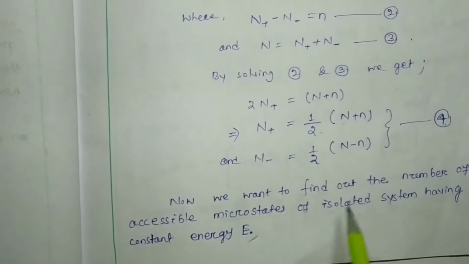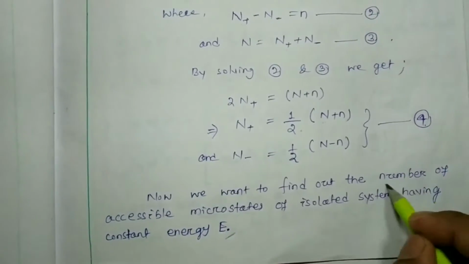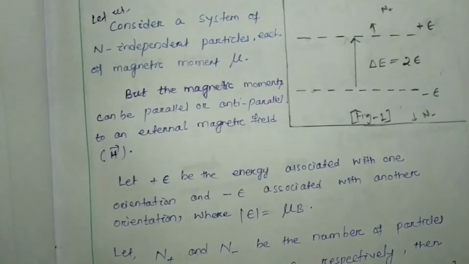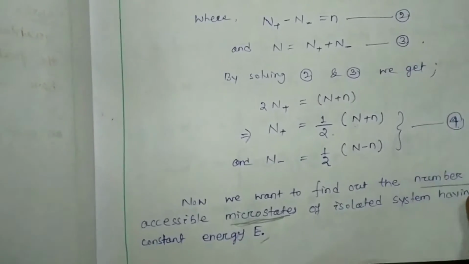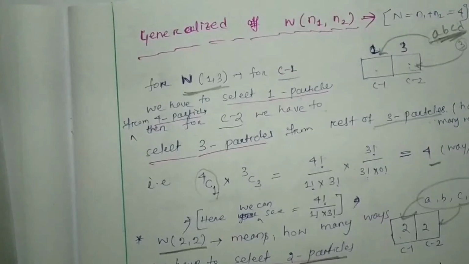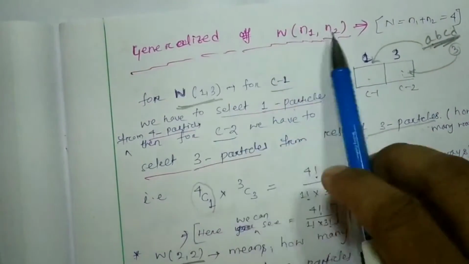This is our objective that we have to find out: the total number of accessible microstates. Before we discuss this, I am going to show you whatever we have studied in our previous classes. You can refer to your notes regarding this.